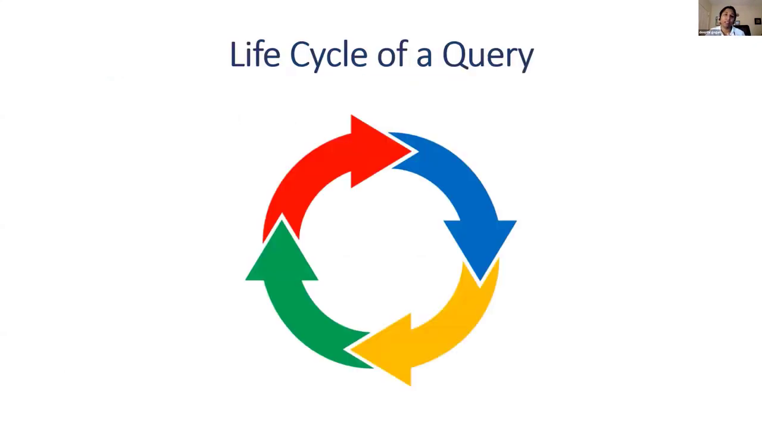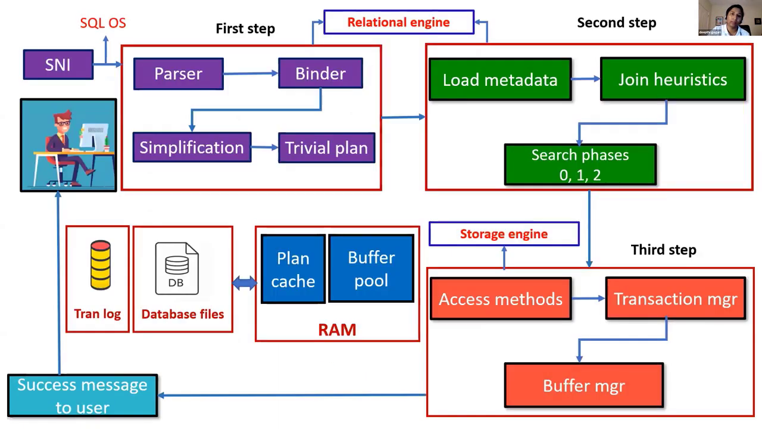So let's talk about the life cycle of a query. The life cycle of a query is divided into 3 different steps. The first step has the components parser, binder, simplification, and the trivial plan. These components in the first step are very easy and lightweight on the SQL Server. They don't need much metadata, just the metadata for the query and the table definitions. That's all it is. And when you go to the second step, there are the components called load metadata, join heuristics, and the search phases 0, 1, and 2. There are 3 different search phases. These components come under the second step.